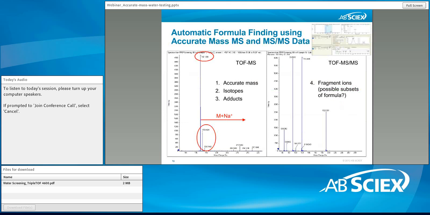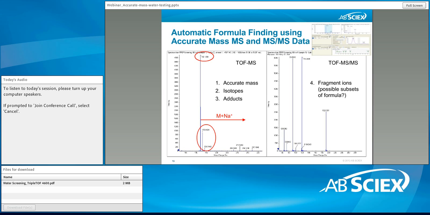So how does that work? If we look into the details of the formula finder, it does a couple of things to make sure that the list of molecular formulas calculated for an unknown compound is quite short. So it, of course, first uses the mass accuracy of a molecular ion. It also looks into the spacing and the ratio of different isotopic peaks to predict molecular formulas.